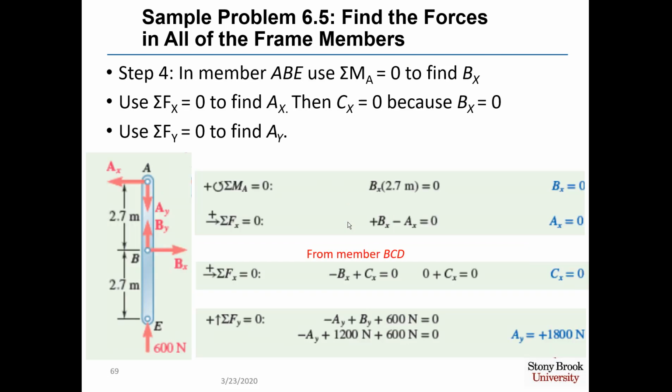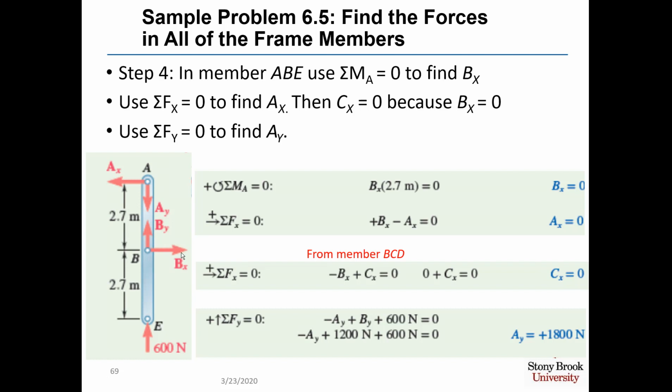Now in step 4, we're going to use member ABE and sum the moments around point A and set that to 0, and we'll use that to find B sub X. Now B sub X is the only force in this diagram which does not actually have its line of action going through point A. And therefore, B sub X times this lever arm of 2.7 meters equals 0, which means B sub X has to be 0.